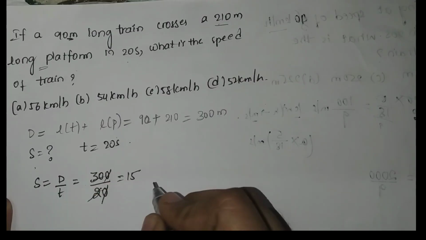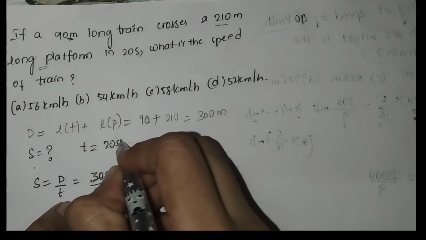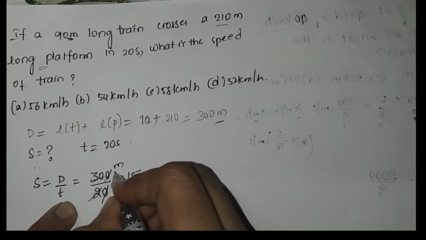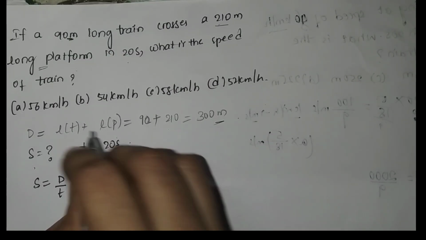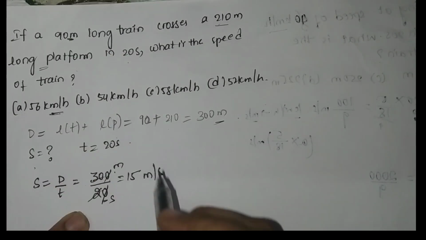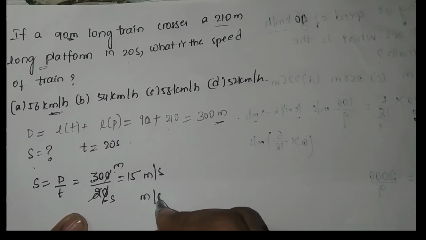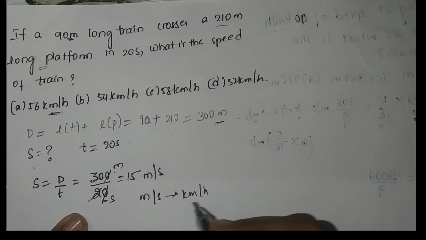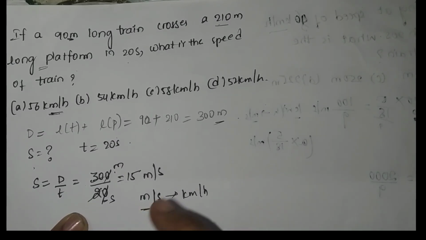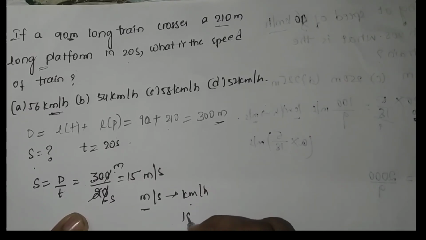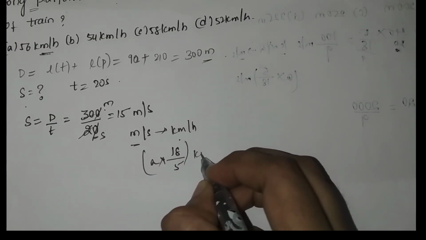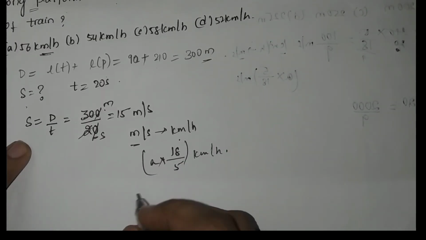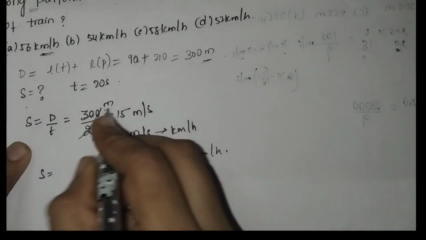So the speed is 15. The distance is in meters and the time is in seconds, so it is meter per second. But what they are asking is kilometer per hour. So we need to convert meter per second to kilometer per hour. That is, we are converting small to big, so we need to multiply with the big number. So 18 by 5 into the given number, kilometer per hour.